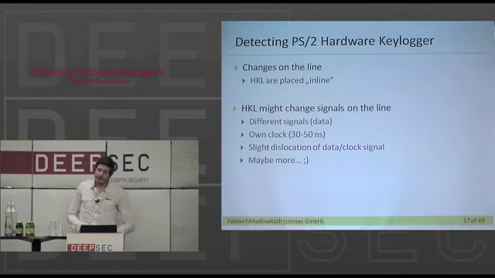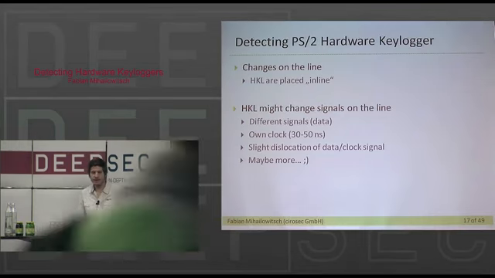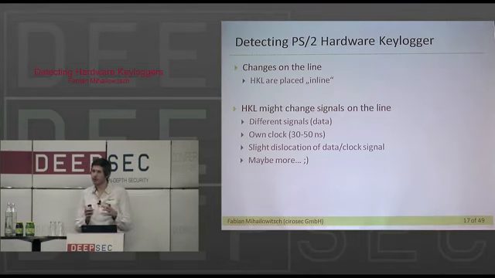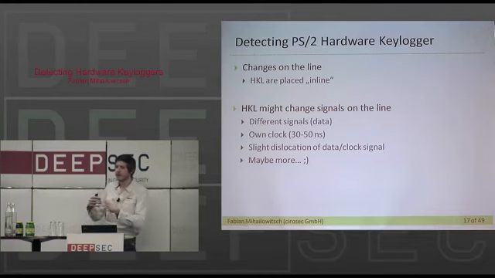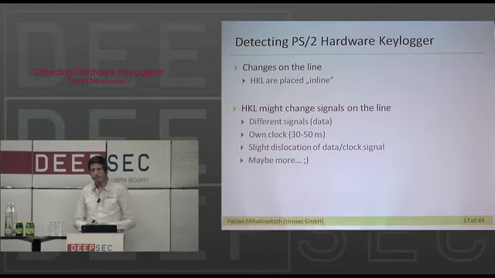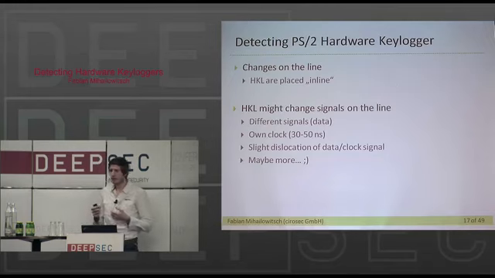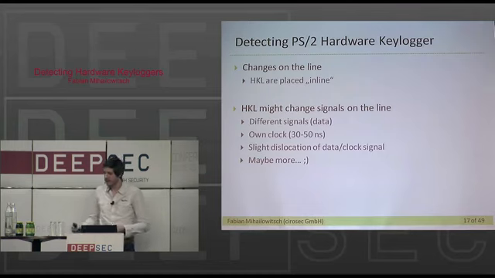Okay, the next idea I had was maybe there are changes on the data line. Since the hardware keylogger is actually placed in line, it might change the signaling on the line, which would result in a different data set, which is seen or retrieved on the KBC side. Maybe there's its own clock, since it gets the data and passes it on, and the clock is defined by the keyboard and can be between 30 and 50 nanoseconds. Maybe it just does its own transmission with another clock. Maybe the data and the clock signal are dislocated in some way, or any other thing you can actually see.